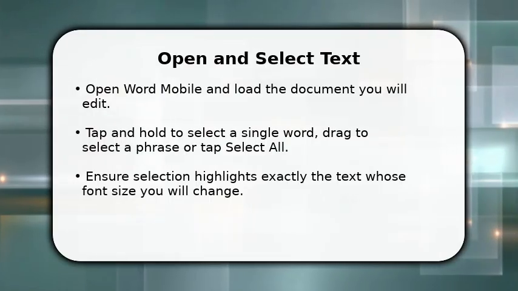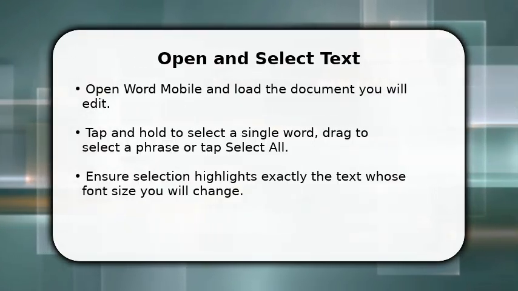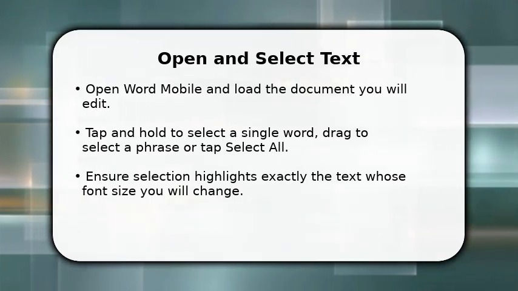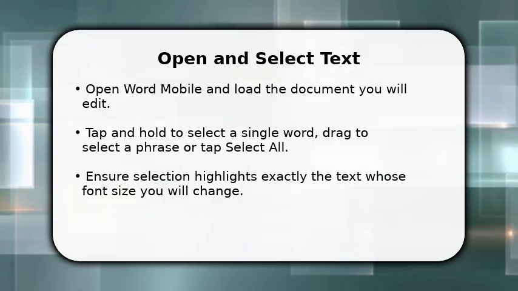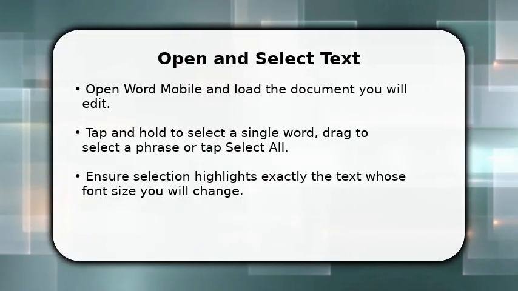You start by opening Word Mobile and going straight to the text you want to change. Do not waste time on menus you won't use. Tap and hold a word, then drag the blue handles to expand the selection to a sentence or paragraph. Once the exact text is highlighted, you're ready to change the font size.